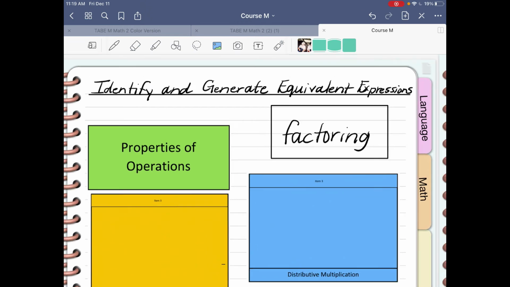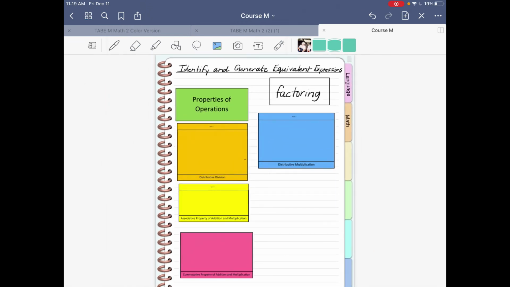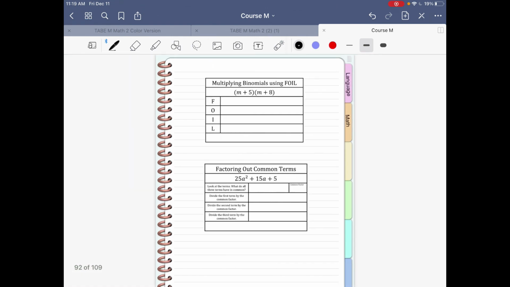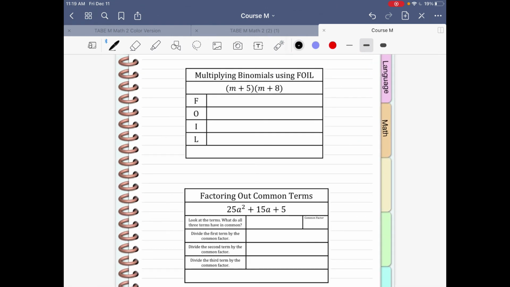You need item 3 of your memory pieces. Mine is colored because I need to be able to refer to these. You can color yours if you want to, or you don't have to. It's entirely up to you. You need the factoring flashcard, and then you need these two pieces: multiplying binomials using FOIL and factoring out common terms. So if you read the lesson overview in Schoology, you've already pulled these pieces. You should already have them ready to go.